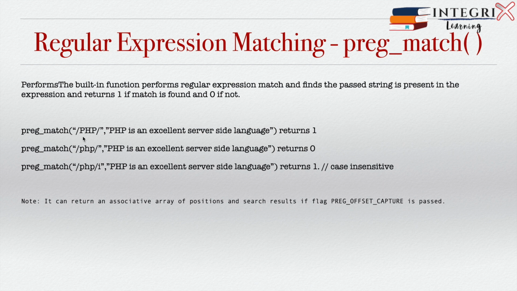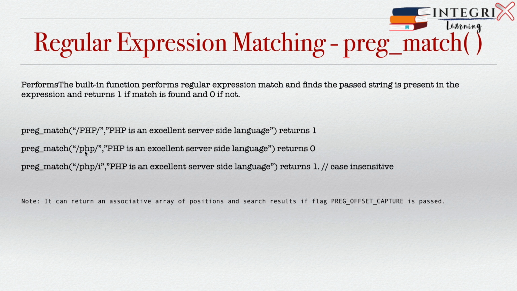For example, preg_match is passed PHP as a pattern. Now, I also want to tell you that the first / marks the beginning of a pattern, and the last / marks the ending of the pattern. So the first argument is the pattern, and here the pattern is PHP. This is the string which we are passing, and we are trying to find whether this pattern is there in this string or not. Here it will return 1, as we know that this pattern is lying here.